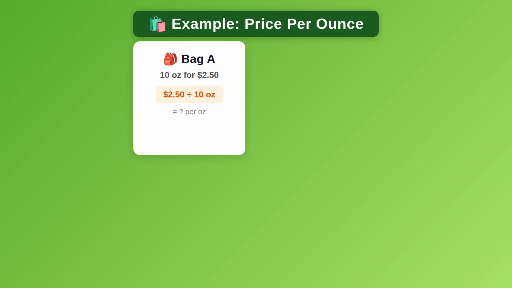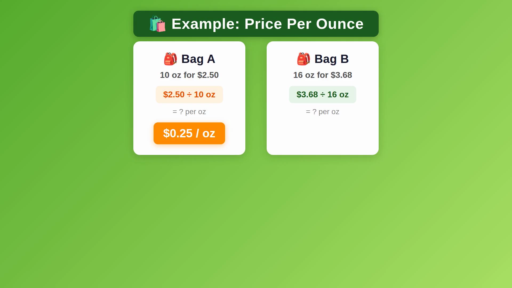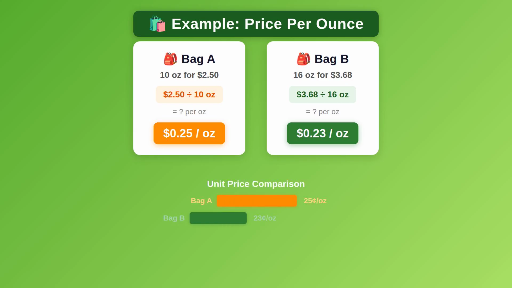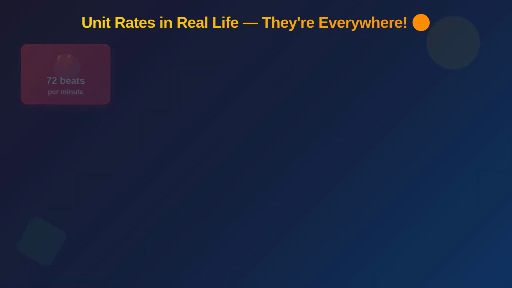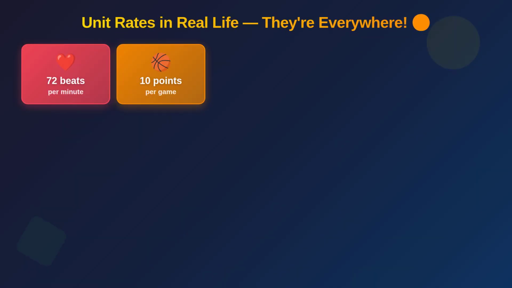Let's practice. 2 bags of trail mix. Bag A is 10 ounces for $2.50. Bag B is 16 ounces for $3.68. Which is the better deal? Start with bag A. $2.50 divided by 10 ounces. 2.50 divided by 10 equals 0.25. So bag A costs 25 cents per ounce. Now bag B, 3.68 divided by 16 ounces. 3.68 divided by 16 equals 0.23. Bag B costs about 23 cents per ounce. Since 23 cents is less than 25 cents, bag B is the better deal. More trail mix for your money.